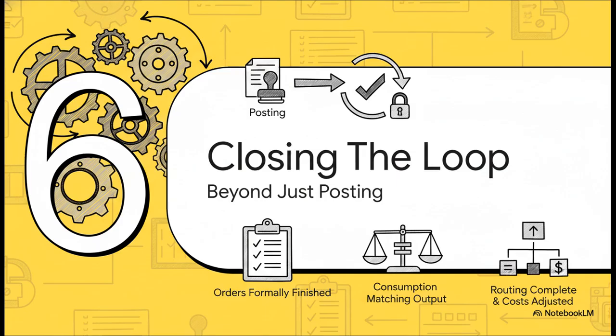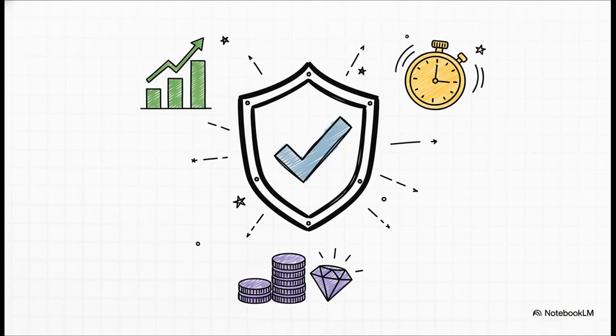Section 6. Closing the production loop. So the crucial point is this: posting a transaction is not the same thing as completing a process. A really common misconception is that once you hit post, you are done. Well, in manufacturing, that couldn't be farther from the truth. The real objective is closing the production loop. Orders must be formally finished, consumption has to precisely match output, routing must be fully complete, and costs absolutely must be properly adjusted.